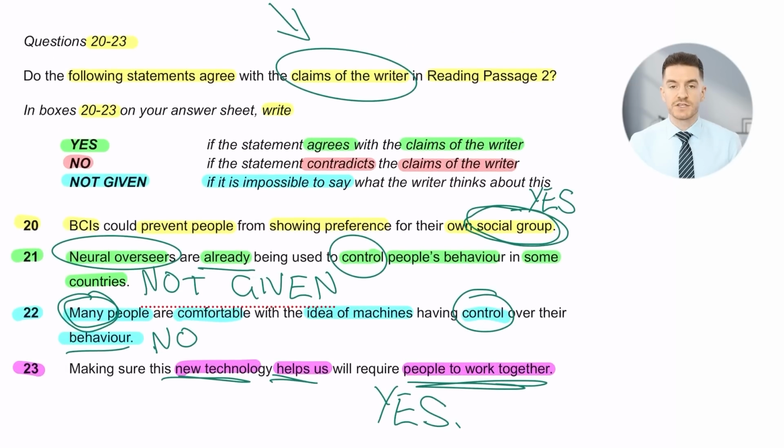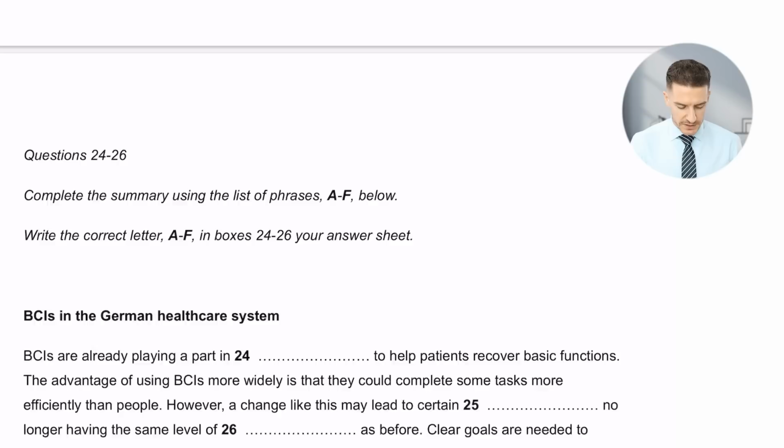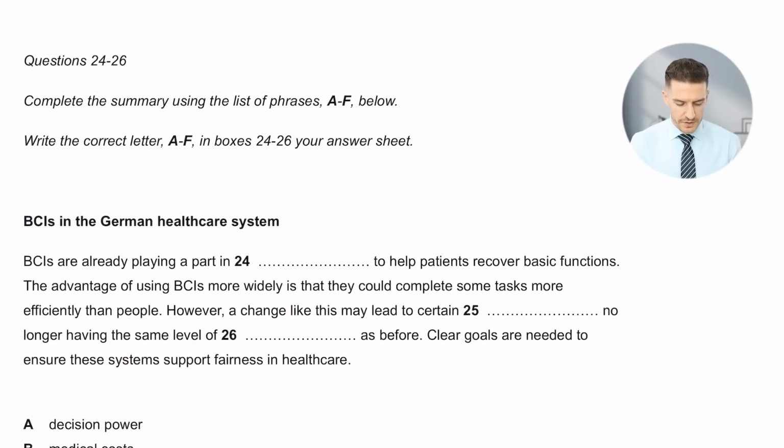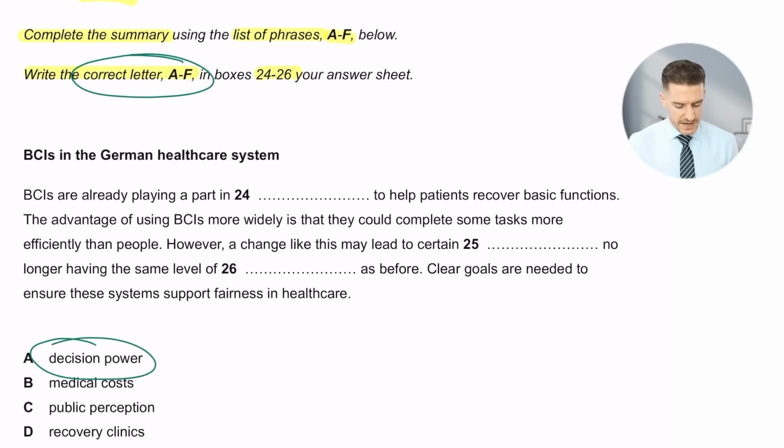So they were the yes, no, and not given questions. We've still got a few questions left. So let's go down and have a look. Here they are. Questions 24 to 26. Complete the summary using the list of phrases A to F below. Write the correct letter A to F in boxes 24 to 26 on your answer sheet. Okay, so really important, write the correct letter. You don't need to write the actual phrase itself.